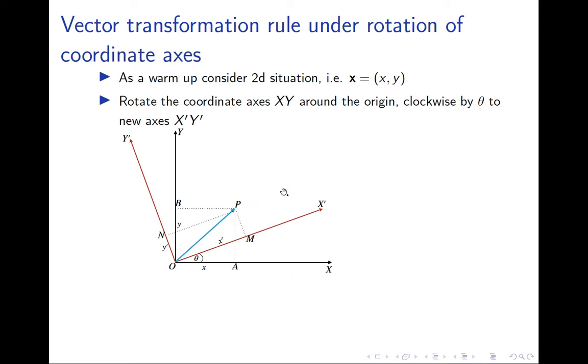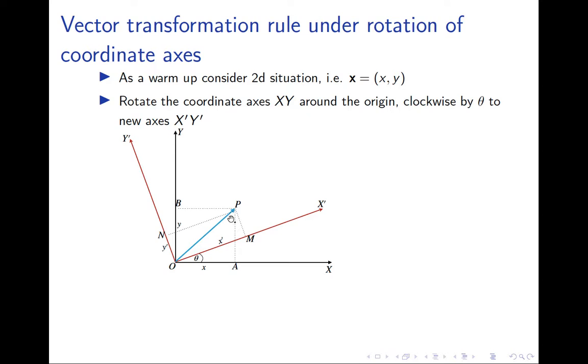Okay, so here's the situation we are talking about. We had an x and y coordinate system, which is the orthogonal Cartesian coordinate system. And then I rotated the coordinate system by an angle theta. So x goes to the x prime axis, and y goes to the y prime axis. Okay, OP again is the position vector of the point.